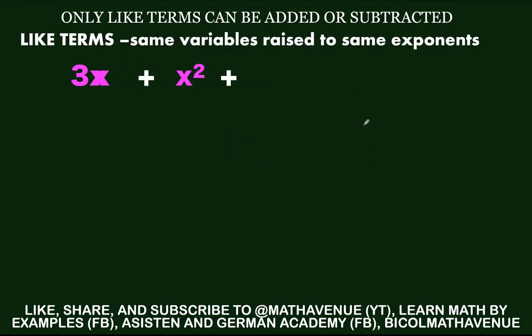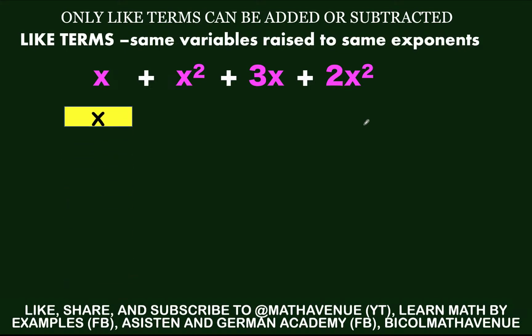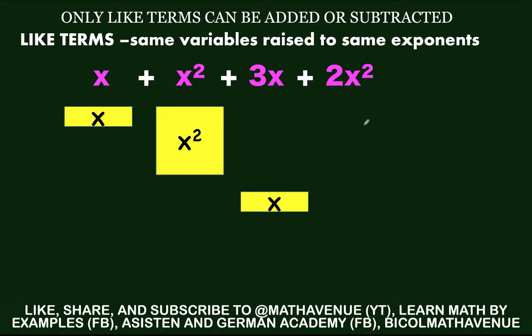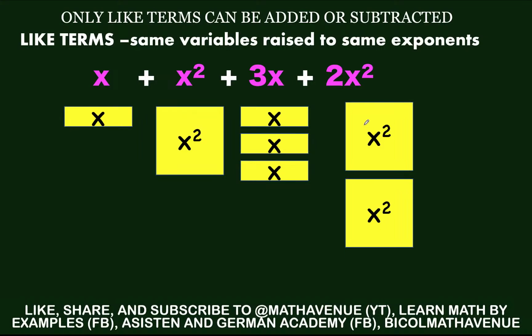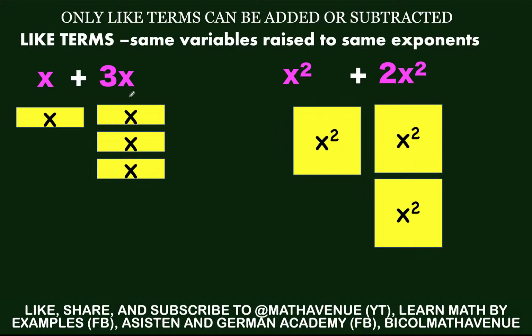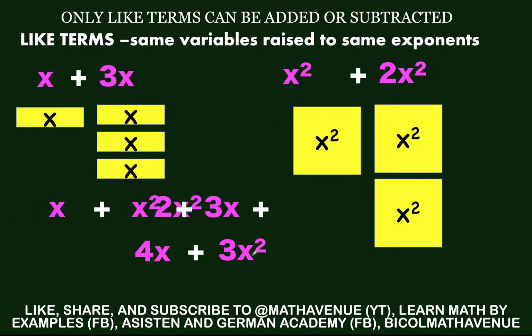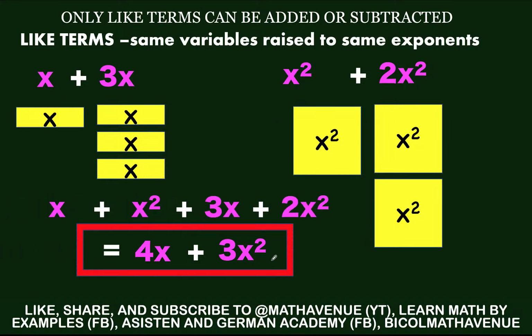Next, if we have this x plus x squared plus 3x plus 2x squared, let's visualize them. X is this, x squared is this square, 3x would be 3 of these x's, and 2x squared would be this representation. So again, only like terms can be combined. Therefore, let's rearrange them so that the like terms are together. Like this. So x plus 3x can be combined and the result is 4x. 1x squared plus 2x squared can be combined and the result is 3x squared. And this is now the sum of x plus x squared plus 3x plus 2x squared. So again, our answer is still a binomial because we can no longer combine these two.